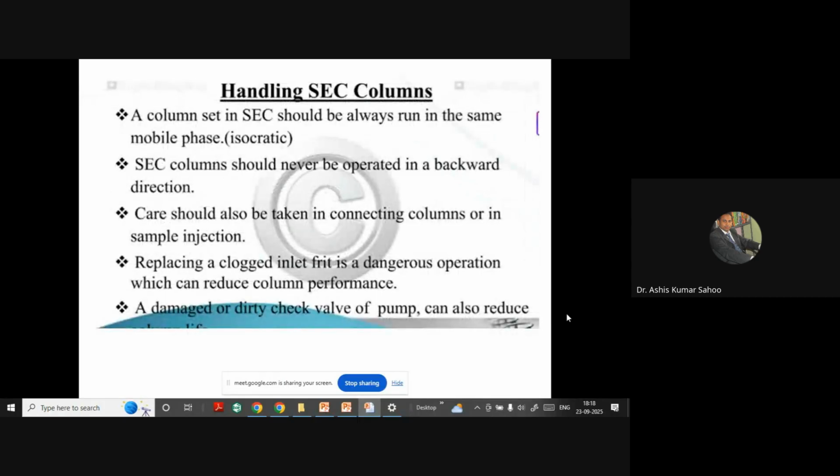Handling of size exclusion chromatography columns. Size exclusion columns should always be run in the same direction. Size exclusion columns should never be operated in a backward direction. Care should be taken in connecting columns or in sample injection. Replacing a clogged inlet filter prevents contamination which can reduce column life. So these are some handling precautions for size exclusion columns.